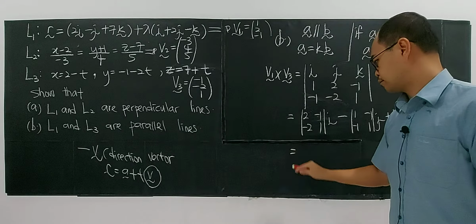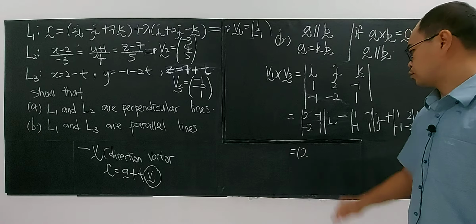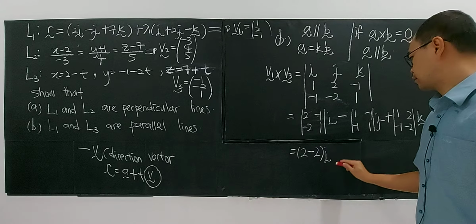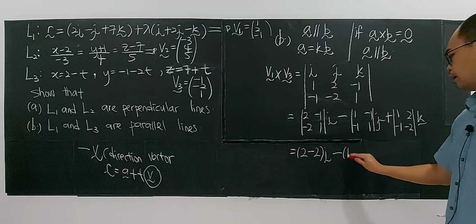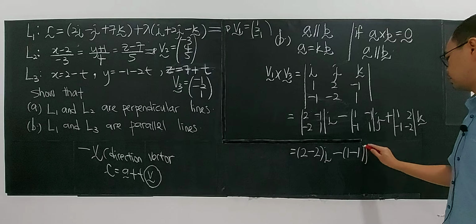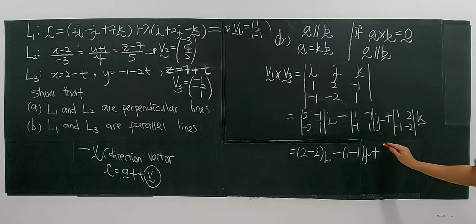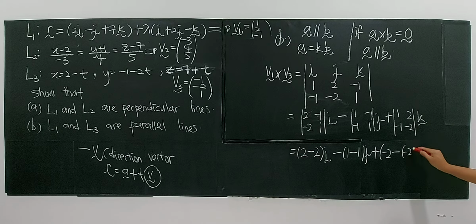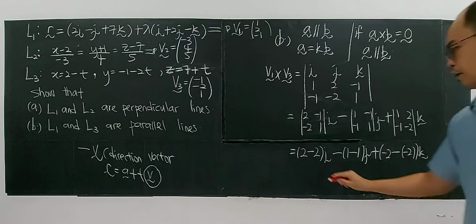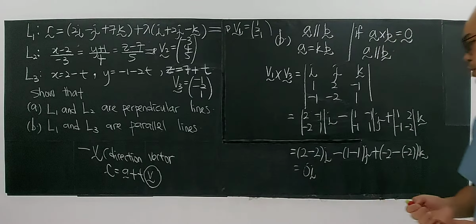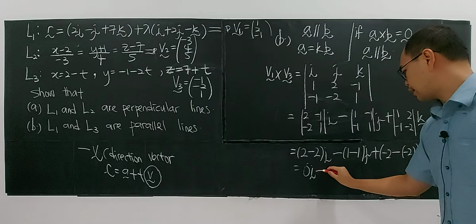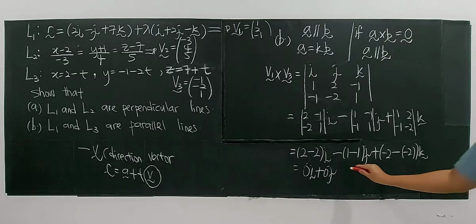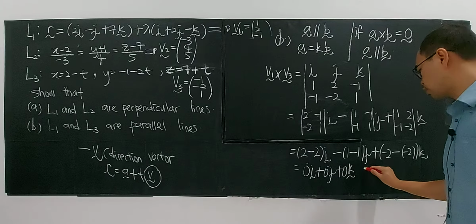Let's calculate. For i, we have 2 times 1 minus negative 2 times negative 1, so we have 0i. Very special. For j, negative 1 times 1 minus negative 1 times negative 1 gives 1 minus 1, which is 0j. For k, 1 times negative 2 minus negative 1 times 2 gives negative 2 plus 2, which is 0k. This is actually a 0 vector.